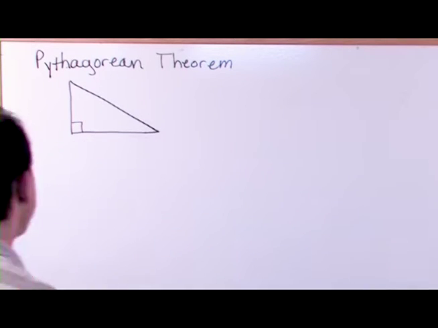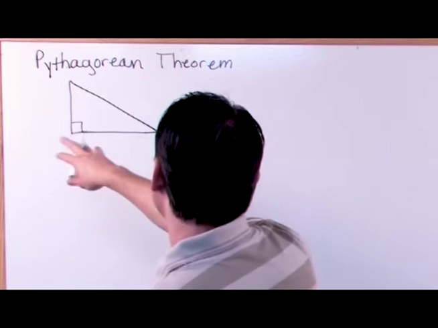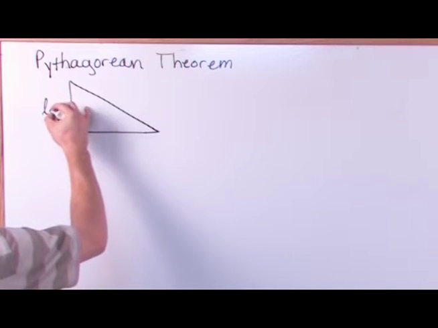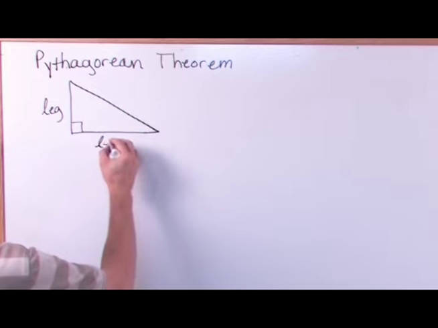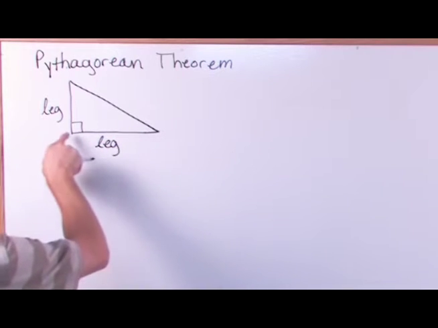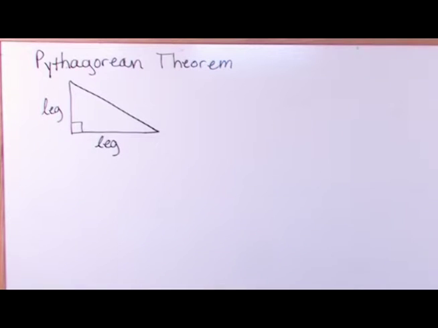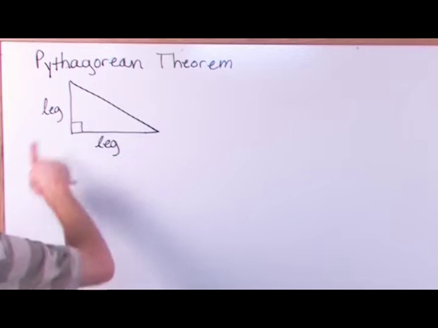And we've been talking about that kind of thing for quite some time. So what we're going to do is start some labeling. Okay, we're going to call this a leg of the right triangle. We're going to call this side a leg. So here we have what we call a leg of the right triangle, and here's another leg of the right triangle. And you can see that the 2 legs are just the sides next to this 90-degree angle.